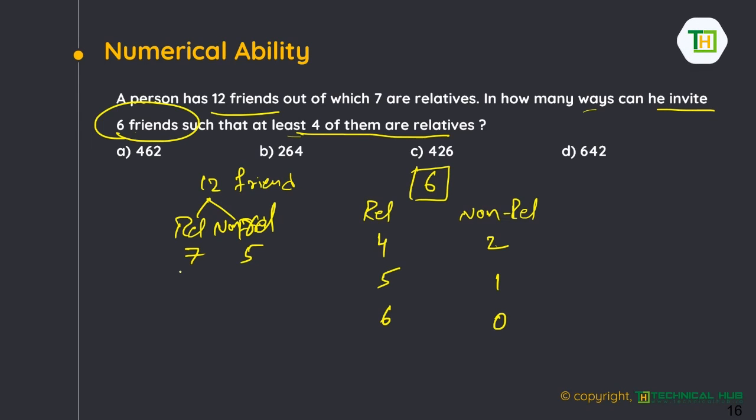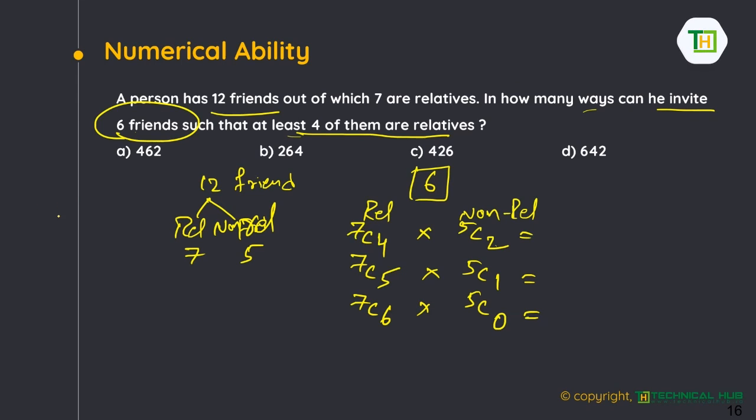Now, if you observe carefully, relatives are total 7 and you are taking 4 out of 7. Selecting 4 out of 7, 7C4. Selecting 5 out of 7, 7C5. And this is 7C6. Similarly, non-relatives are 5 and you are selecting 2 out of 5, 5C2. 1 out of 5, 5C1, 0 out of 5, 5C0. Now here you can multiply these values. After that, whatever values you got, you just add all the values here.